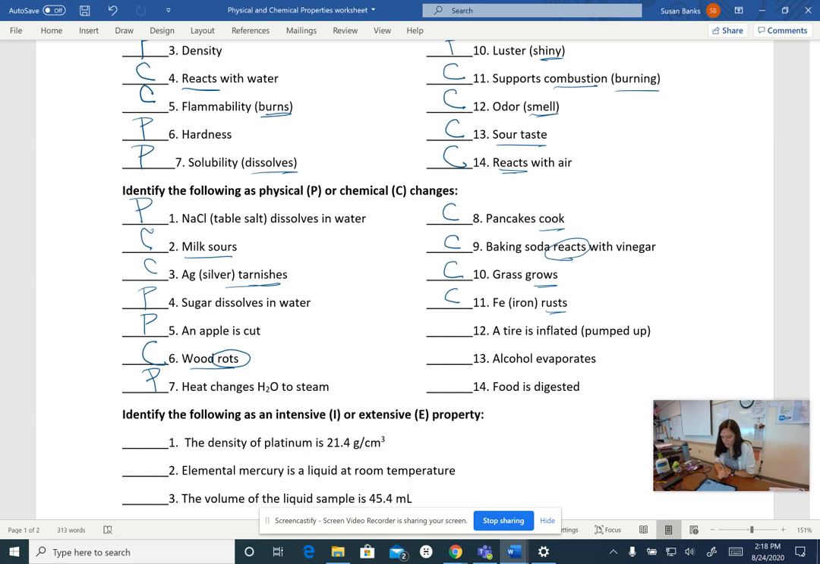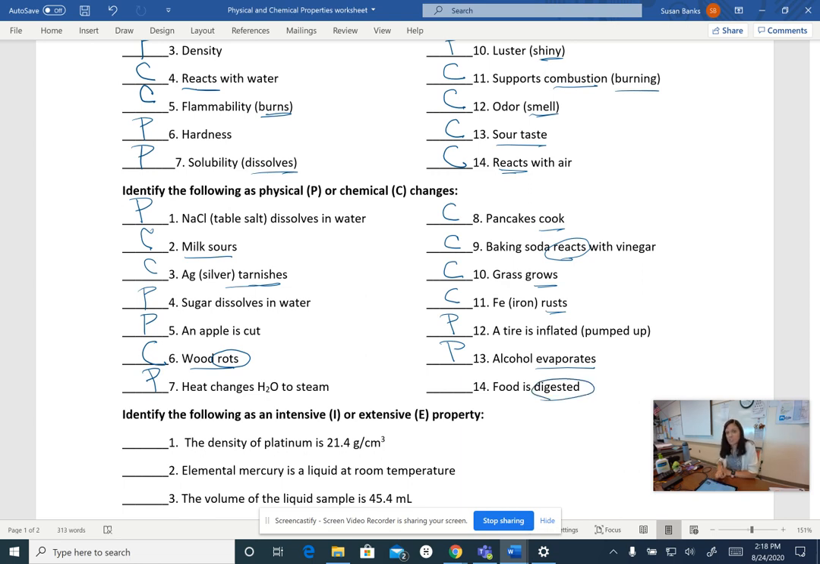A tire is inflated, pumped up. That's just a physical change. I haven't changed the chemical nature of the tire or the air that's going in or out of the tire. Alcohol evaporating, once again, I'm just going from the liquid state to the gas state. So I'm just physically changing it. I'm not chemically changing it. And food is digested.